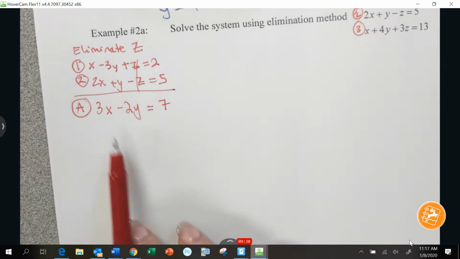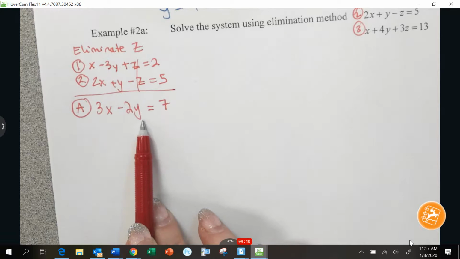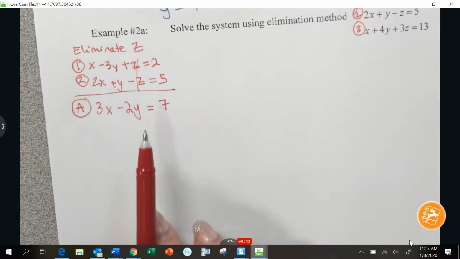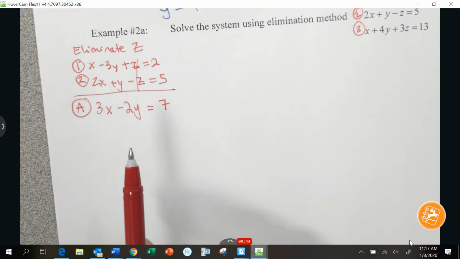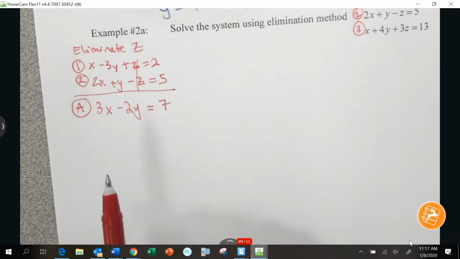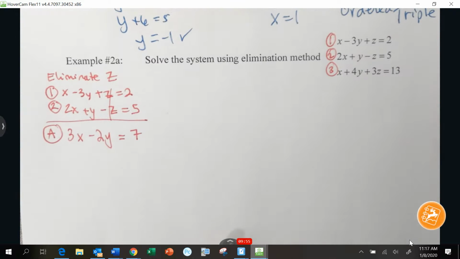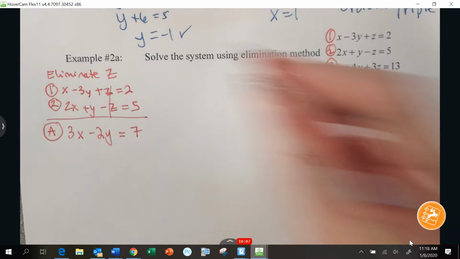So I have 2 variables. I've eliminated z. However, in order to solve for 2 variables, how many equations do I need? So I'm not ready to solve for 2 variables yet. I have to repeat the process I just did. I have to eliminate z a second time, but I can't use equations 1 and 2. I can use 1 and 3 or 2 and 3. Okay, so I'm going to eliminate z a second time.